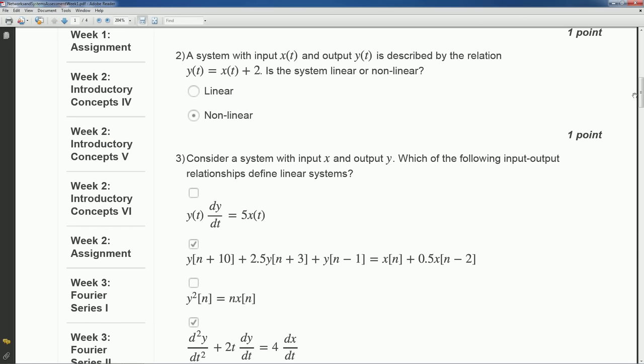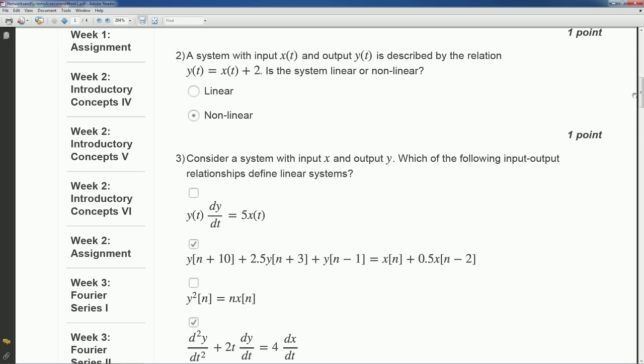If you look at the first assignment, there are quite a few questions, but there are many questions which go like this. A system is described first. What do you mean by describing a system? A very typical way of describing a system is to provide an input-output relationship, a mathematical equation which can be used to find the output when an input is given.